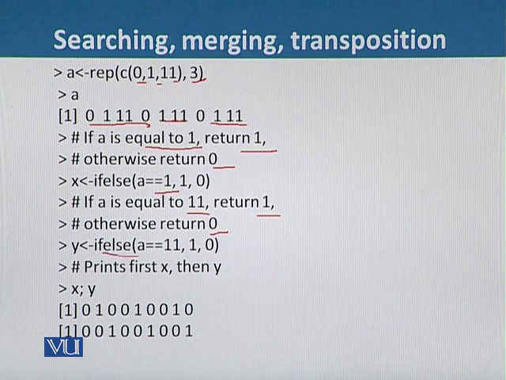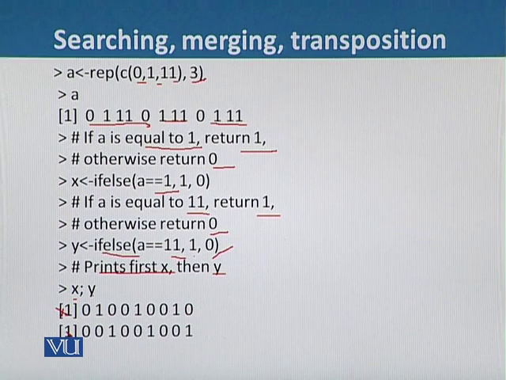And further, the ifelse command is used: if a is equal to 11, then again it will be written as 1 as true, and otherwise it will return 0. Then after writing this command, we will write the last command, print first x and then y. So these two, x and y, are written. This is x and this is y.